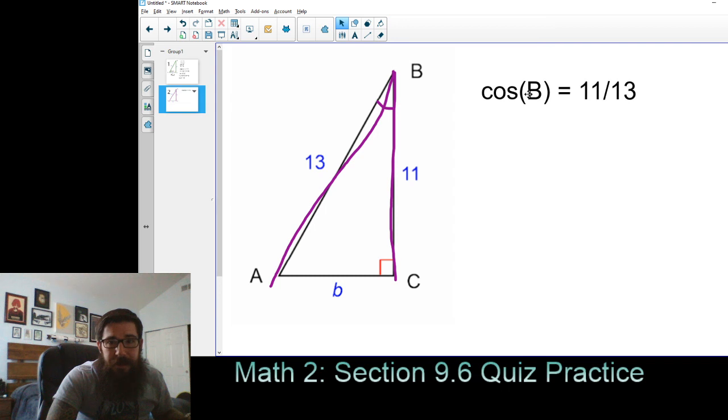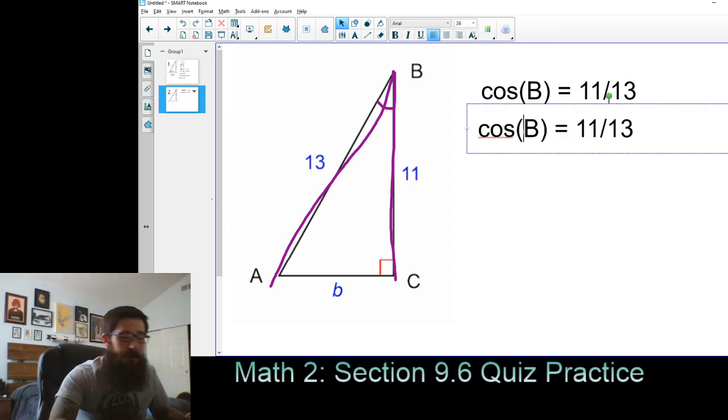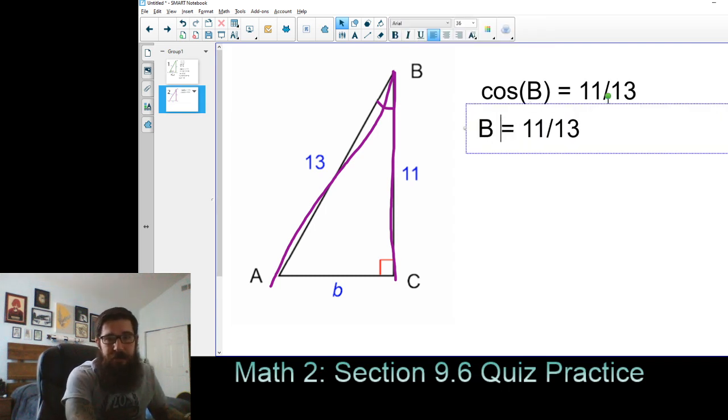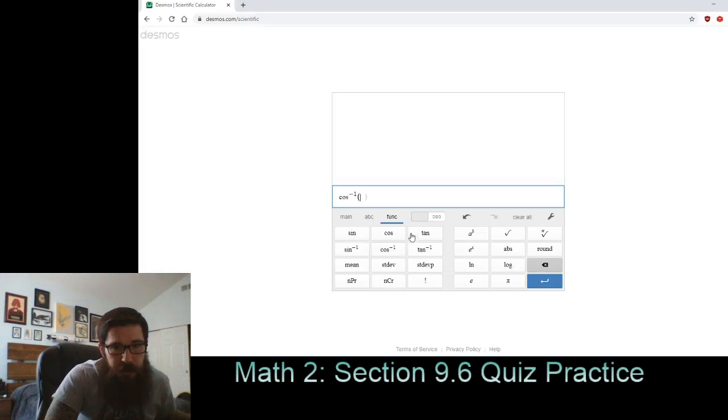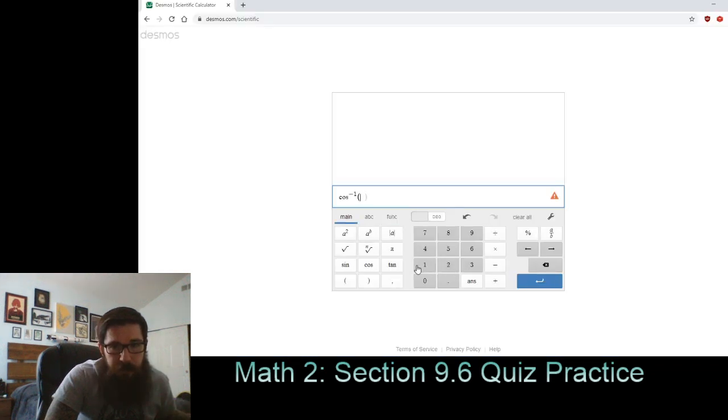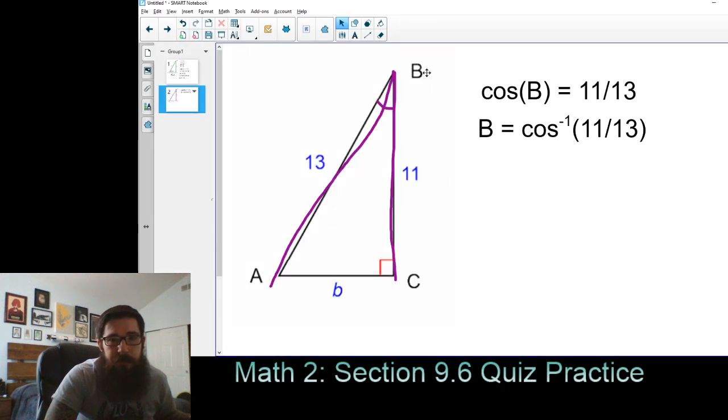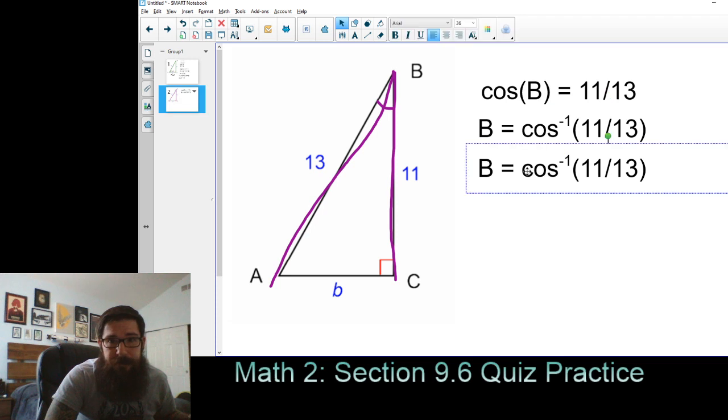How am I going to get B by itself? I'm going to take the inverse cosine of both sides, so it's going to look like this. So with this here, take my inverse cosine of 11 divided by 13. And we get 32.2 degrees, which is what we got before.